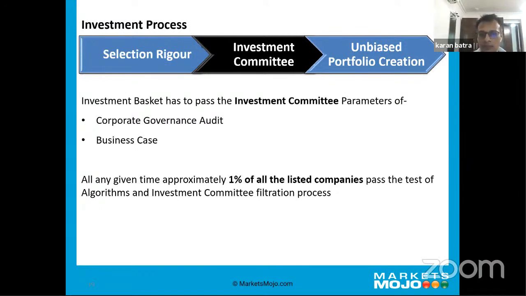So yes, based on the quantitative factors, it has to come up, and then the investment committee can take a call of not including a stock in the Mojo stock list. So the primary criteria always remains the score. On top of that, there are some additional filters and additional approval criteria which a stock has to meet to become a Mojo stock.